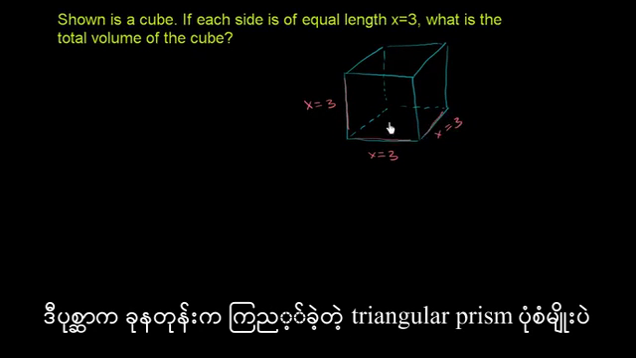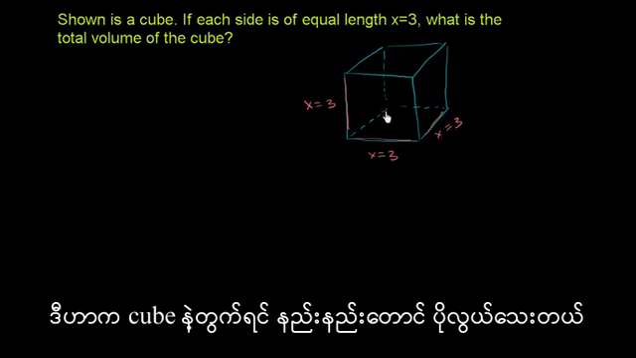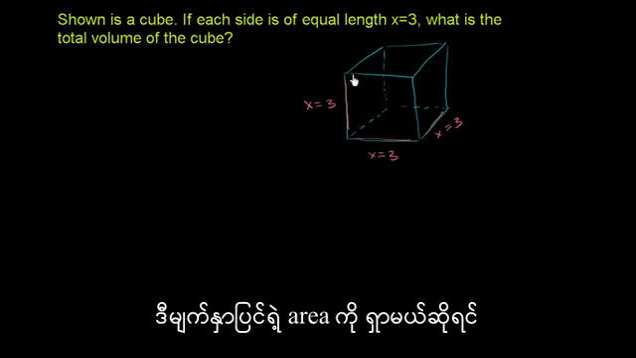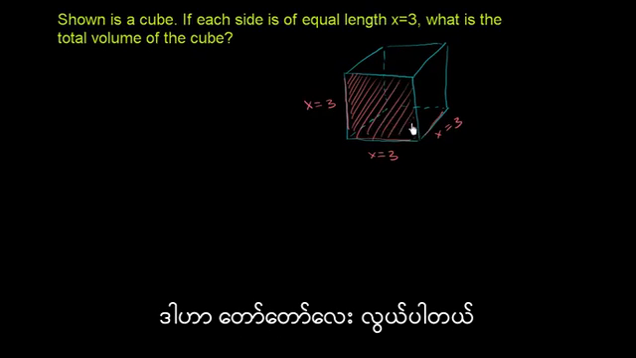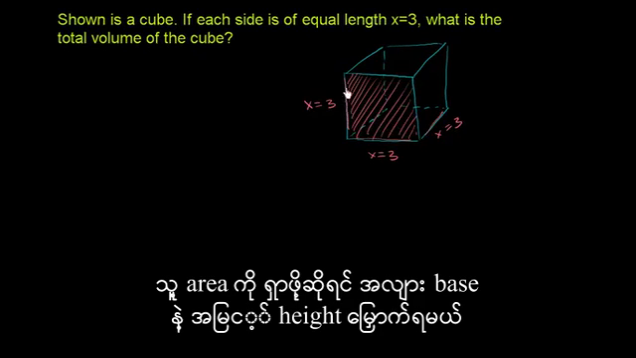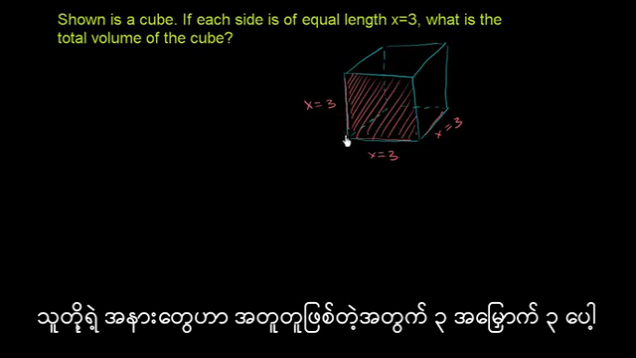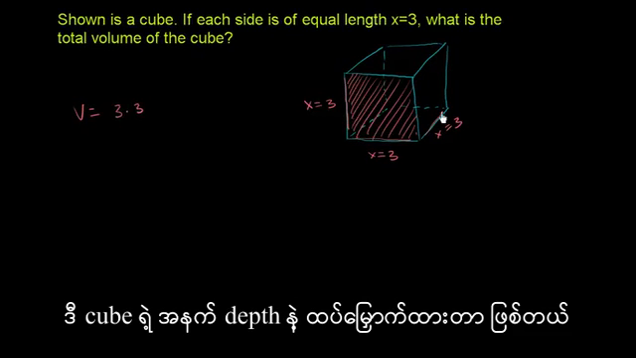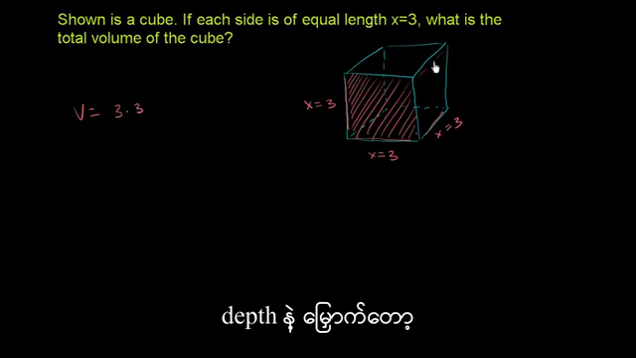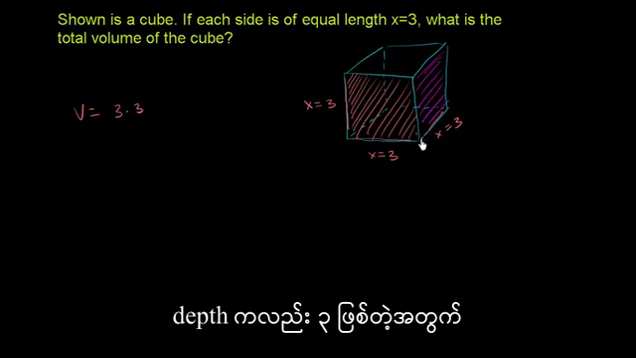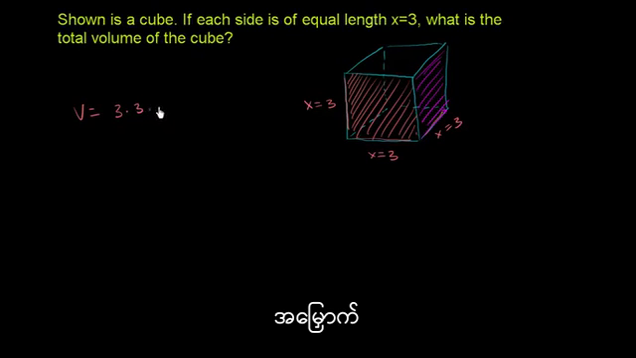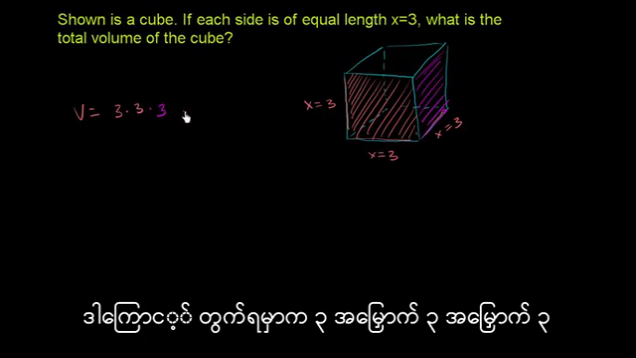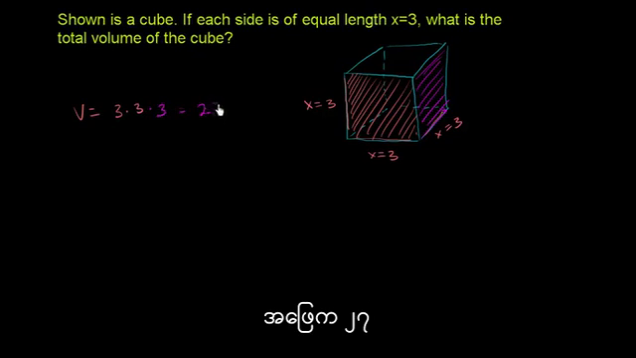So it's actually the same exercise as the triangular prism. It's a little bit easier when you're dealing with the cube, where you really just want to find the area of this surface right over here. Now this is pretty straightforward. This is just a square, so it would be the base times the height, or since they're the same, just 3 times 3. So the volume is going to be the area of this surface, 3 times 3, times the depth. And so we go 3 deep, so times 3. And we get 3 times 3 times 3, which is 27.